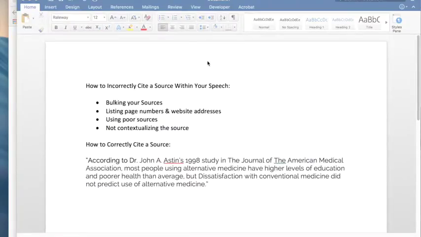Hi Everglades students, I am going to talk to you today about how to cite a source within your speech. I'm also going to talk a little bit about how to cite a source at the end of a paper or at the end of your outline.